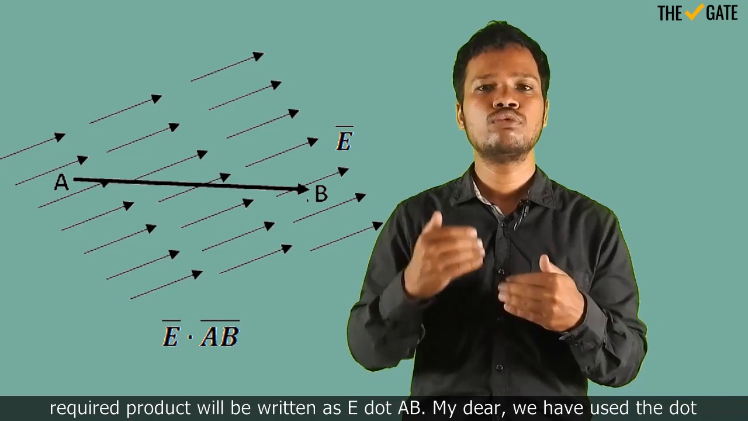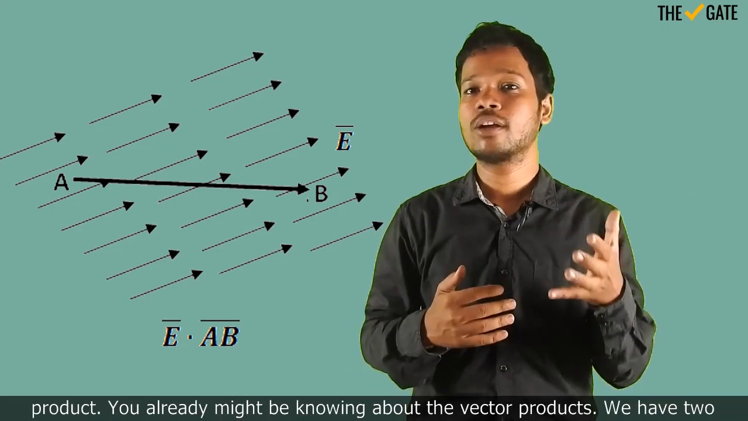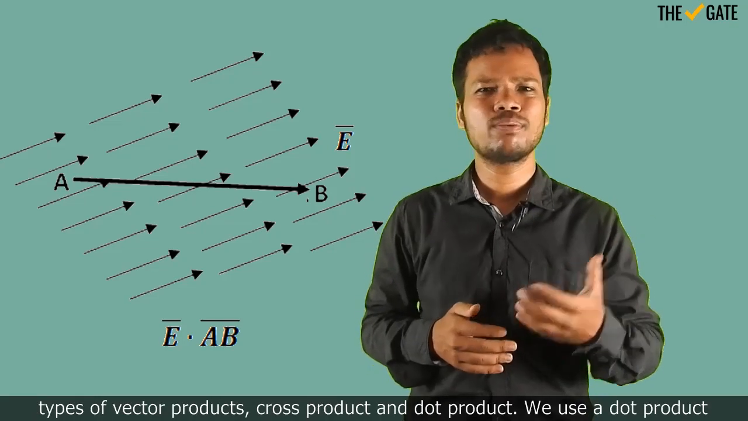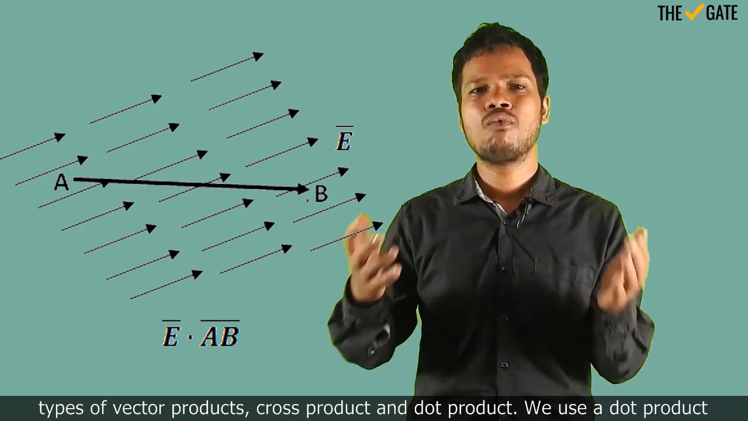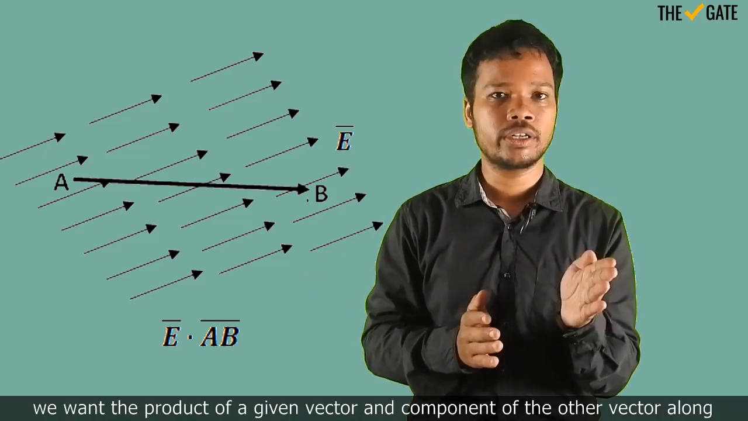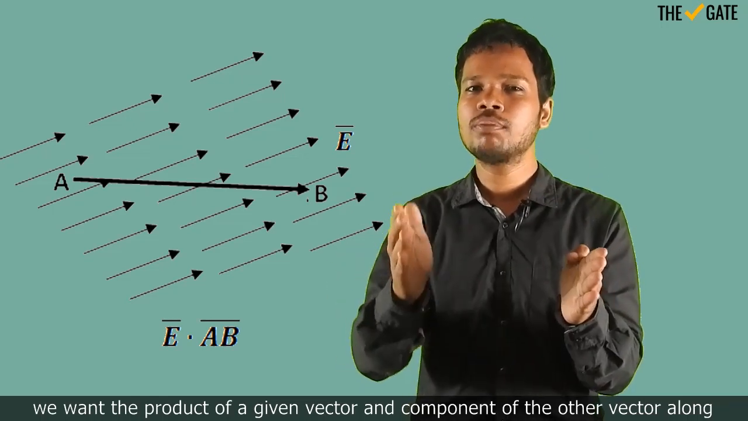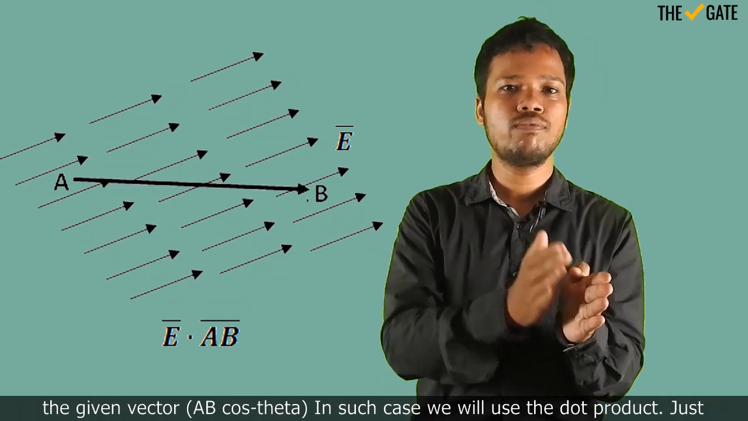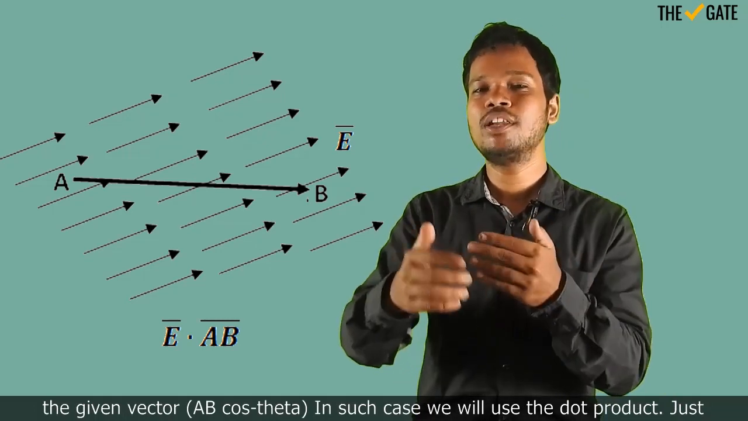My dear, we have used the dot product. You might already be knowing about vector products. We have two types of vector products: cross product and dot product. We use a dot product when we want the product of a given vector and the component of the other vector along the given vector, AB cos theta. In such a case, we will use the dot product.